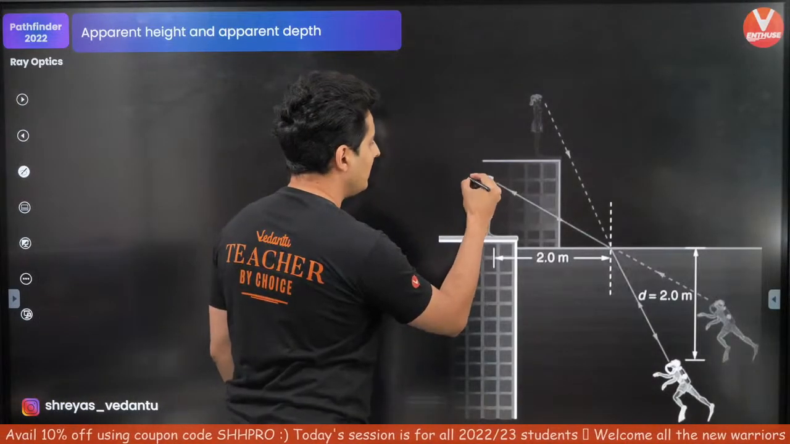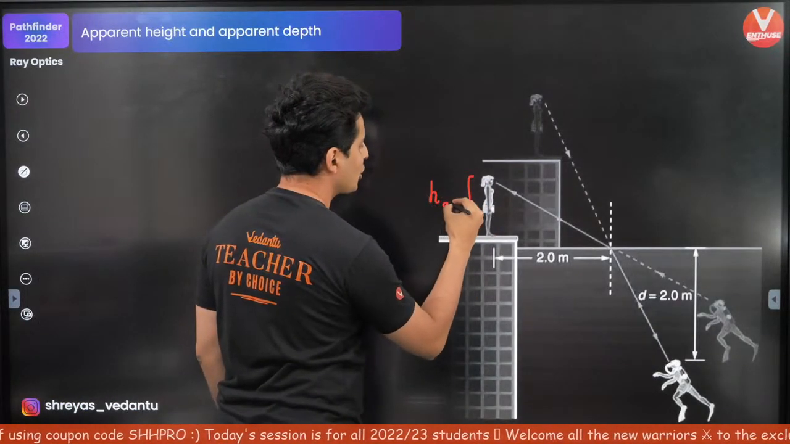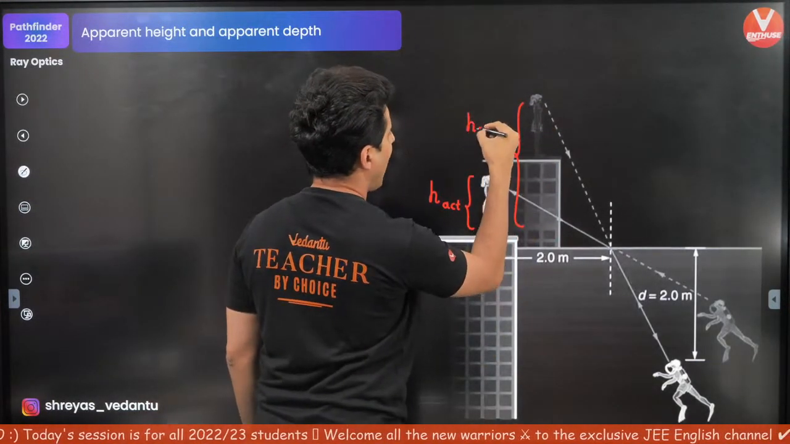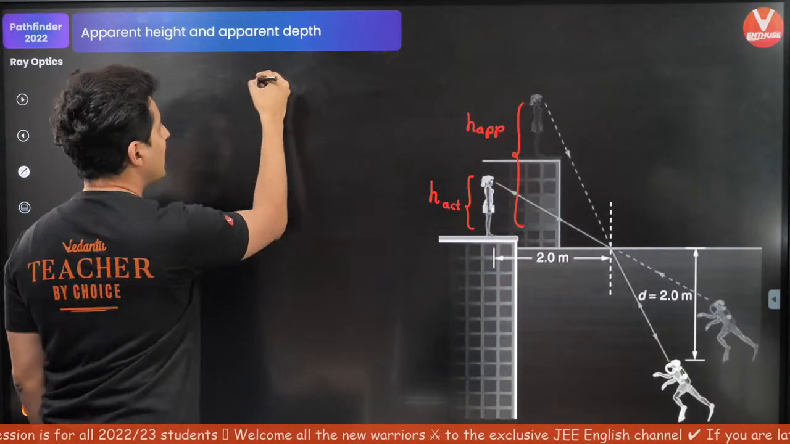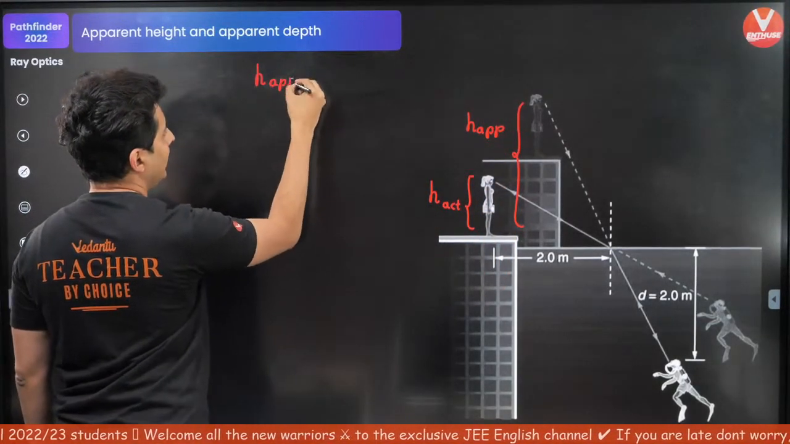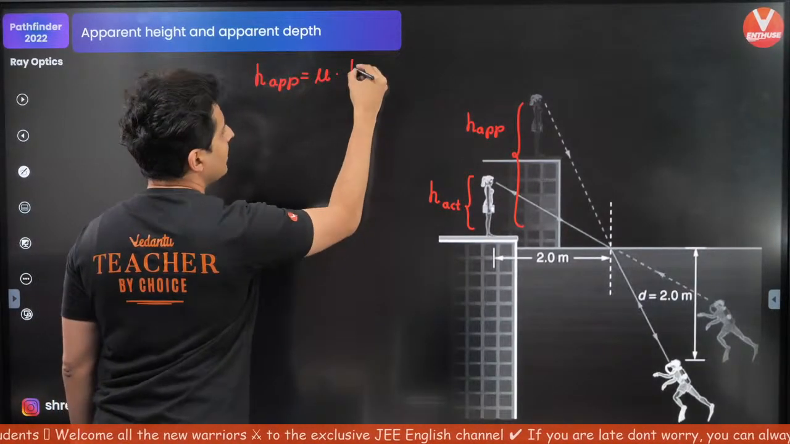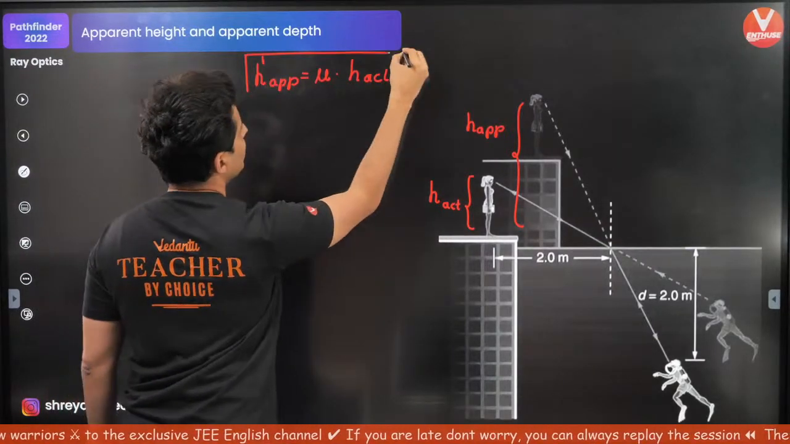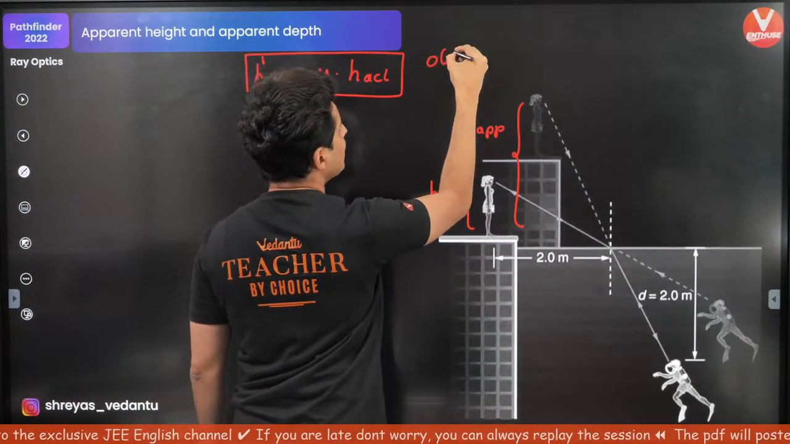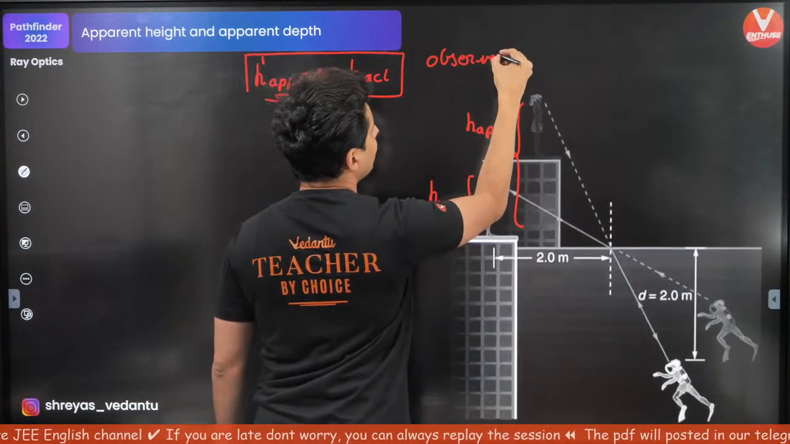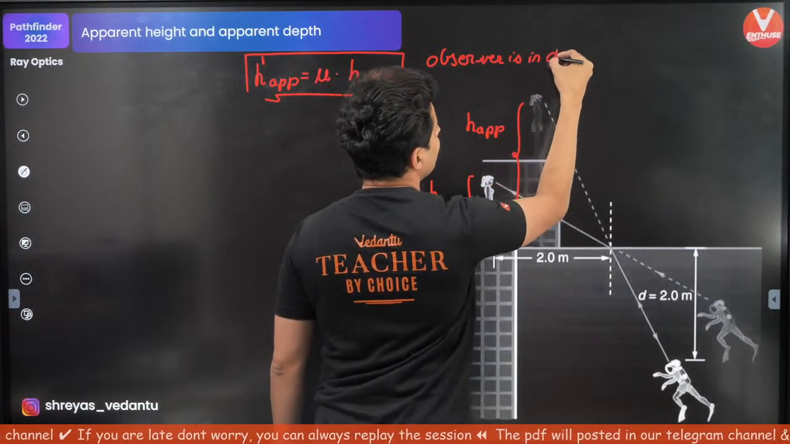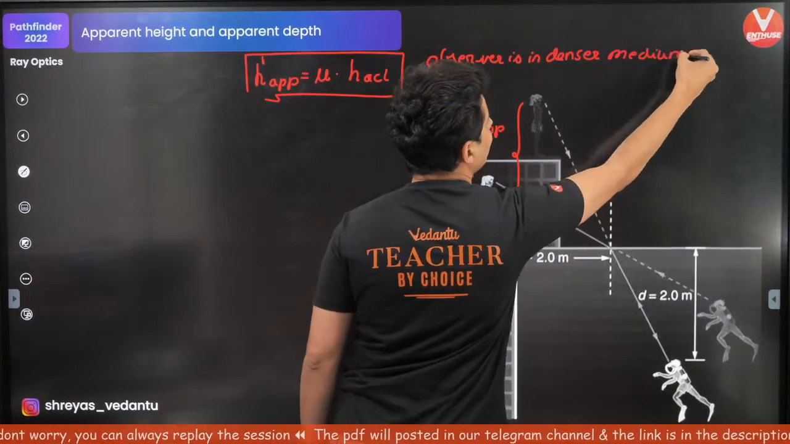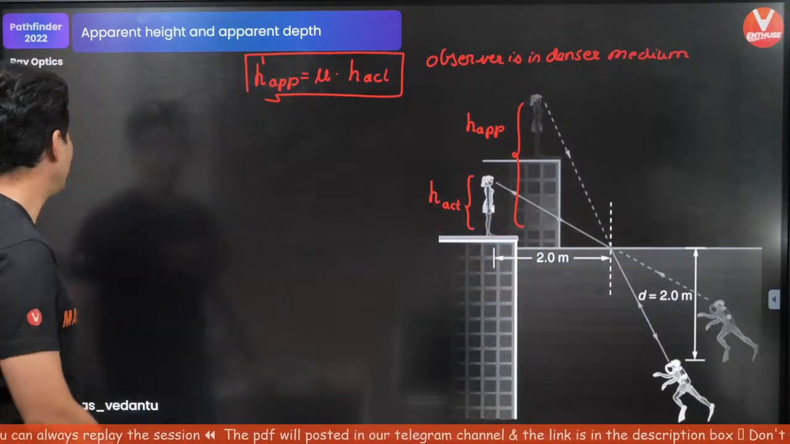Let's say this is H actual, and this I'll call H apparent. Then the formula goes like this: the apparent height is mu times the actual height. This formula will be used when the observer is in the denser medium. Keep this in mind: the observer is in the denser medium.